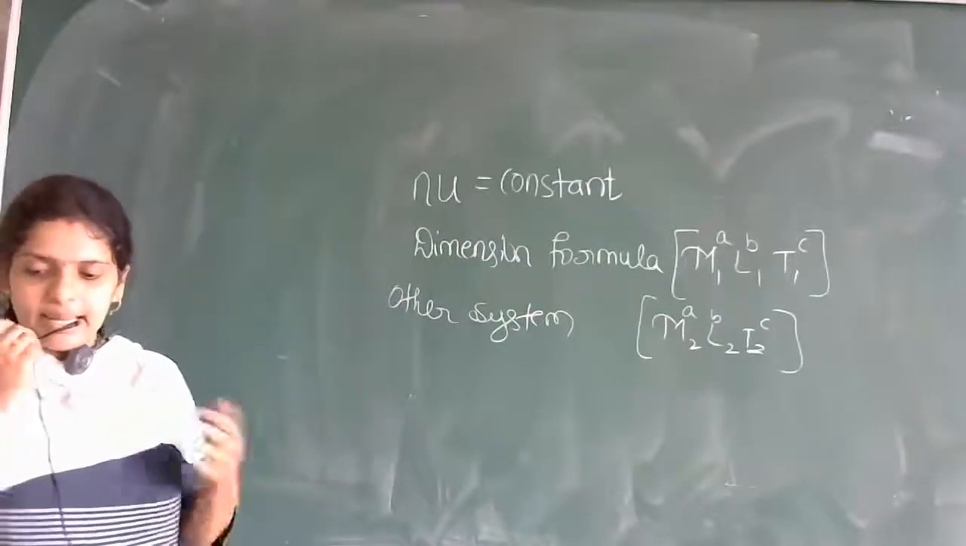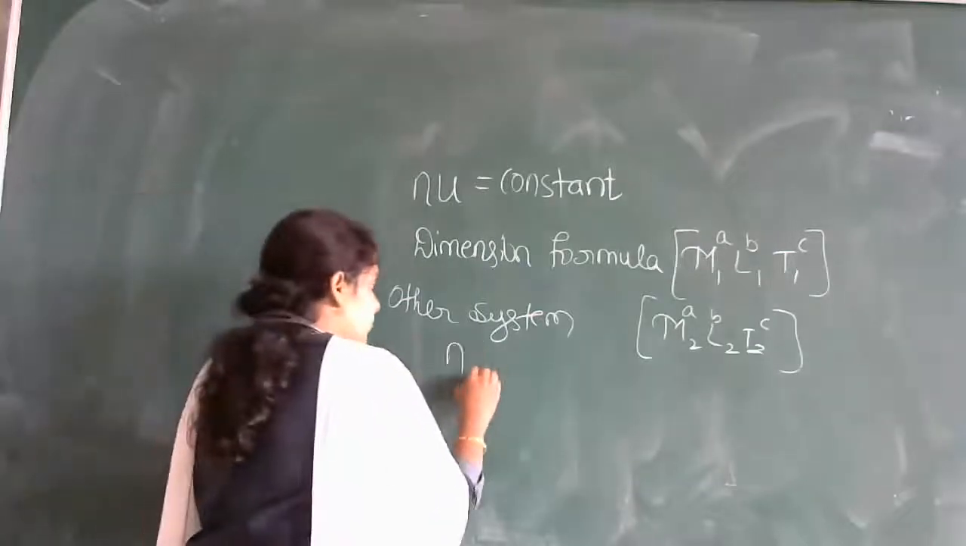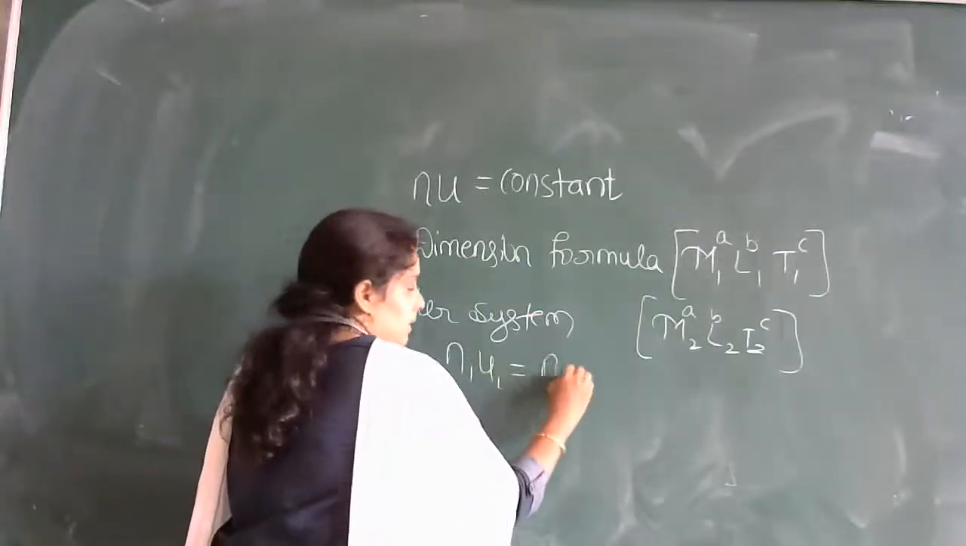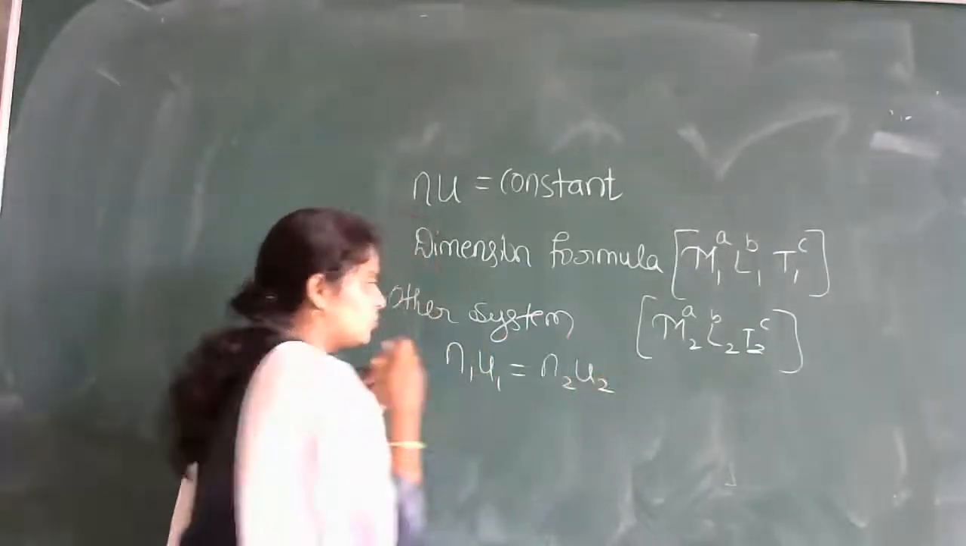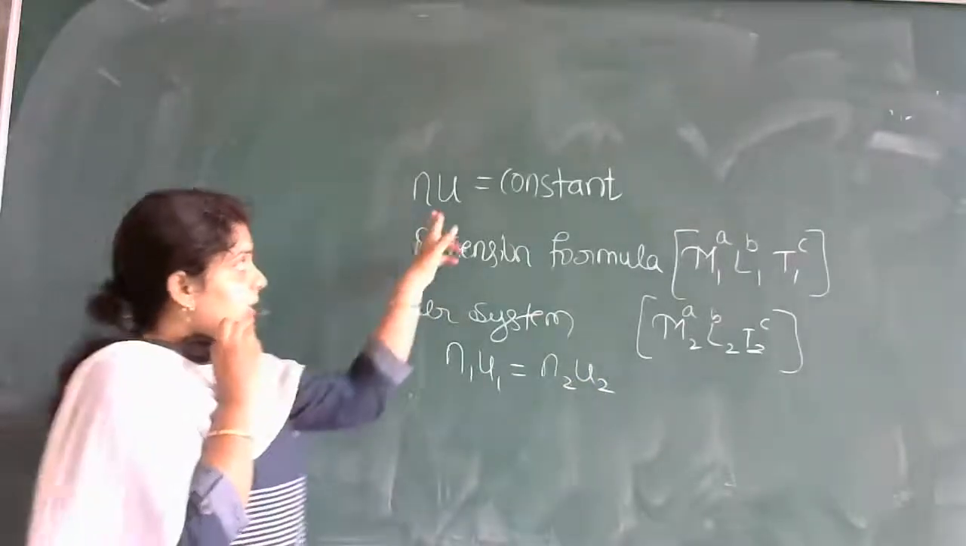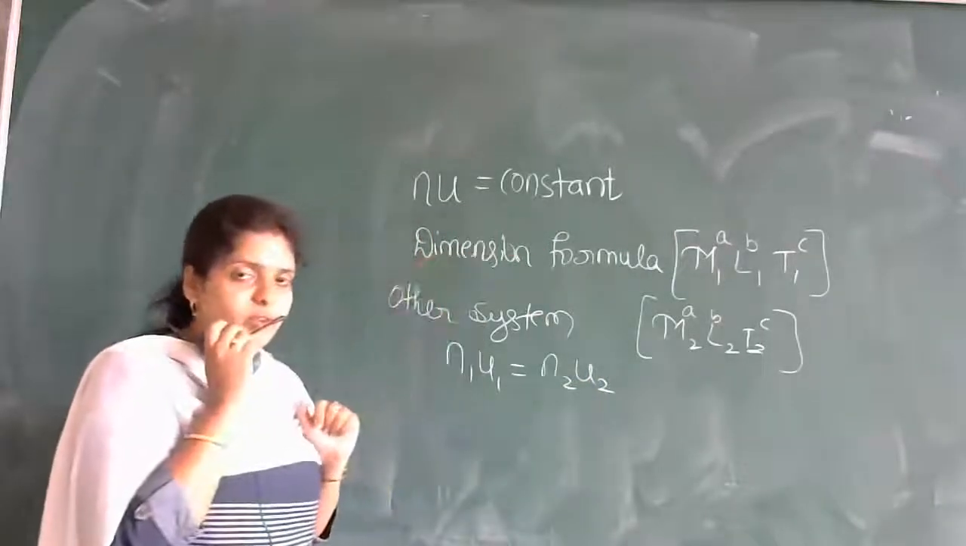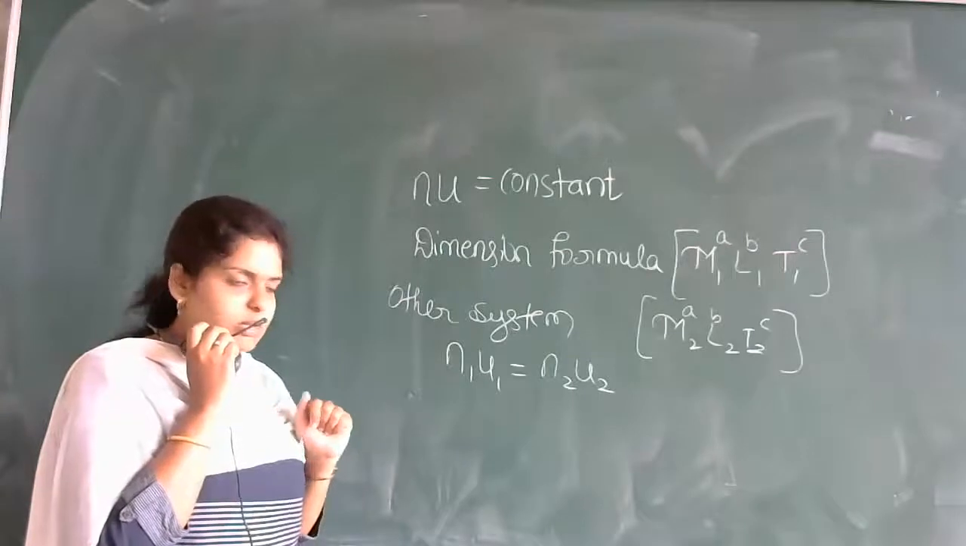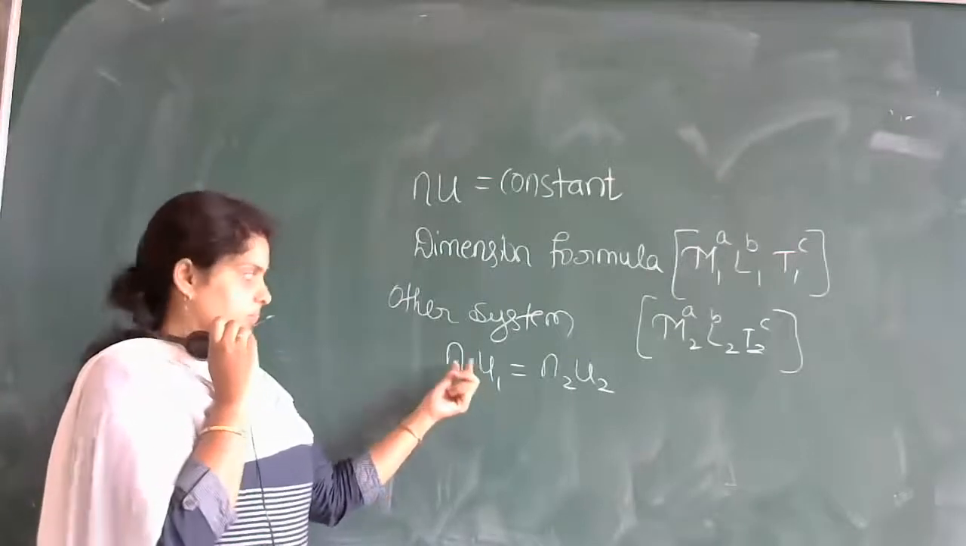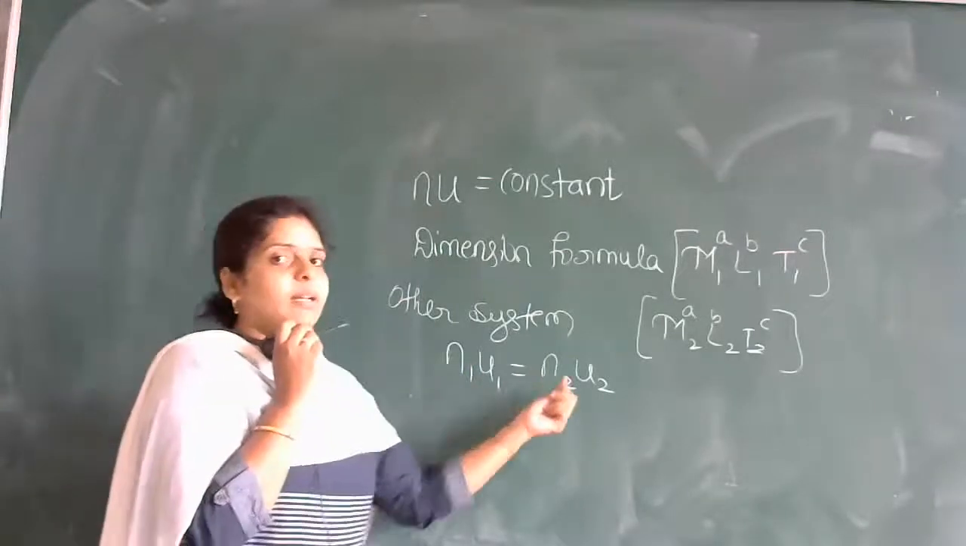I can write it as N1 U1 is equal to N2 U2. Because what I have written, NU is equal to what? Constant. I have written it as NU is equal to constant. Therefore, I can write it as N1 U1 is equal to N2 U2.